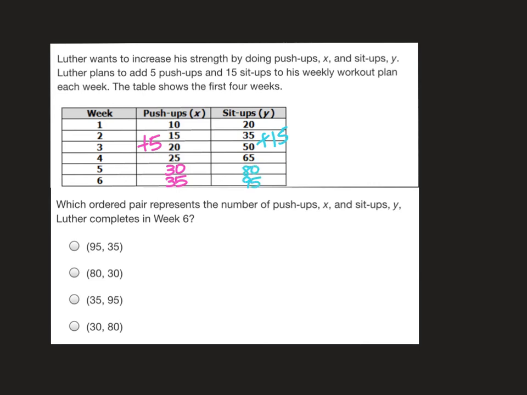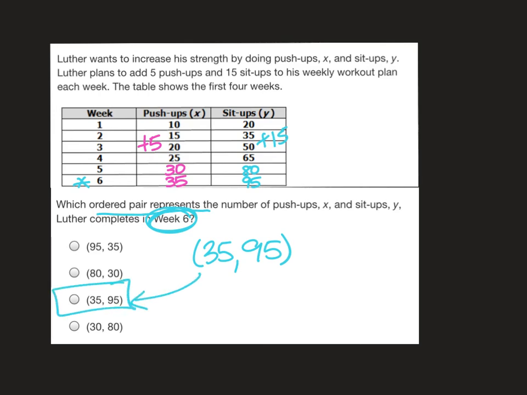So what the question is asking: which ordered pair represents the number of push-ups, X, and sit-ups, Y, in week 6? So this is the one we're looking at. That just means push-ups is your X, which is 35, and sit-ups is your Y, which is 95. So this one right here is our answer.